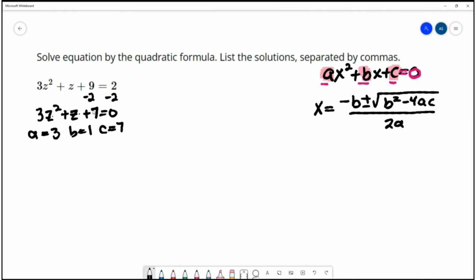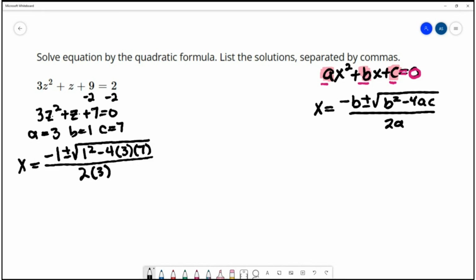Now let's plug these numbers into the quadratic formula. We'll get x equals negative 1 plus or minus the square root of 1 squared minus 4 times a, that's 4 times 3, times c, all over 2 times 3. We're going to simplify inside the radical. 1 squared is 1. 4 times 3 times 7: 3 times 7 is 21, and 21 times 4 would be 84. 2 times 3 is 6.